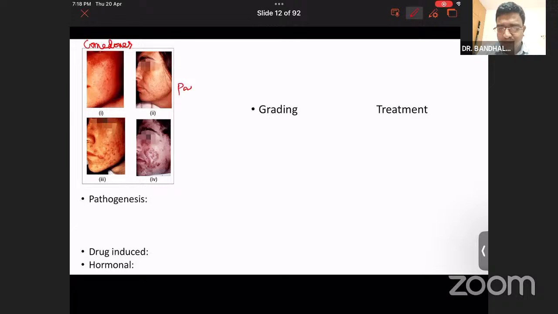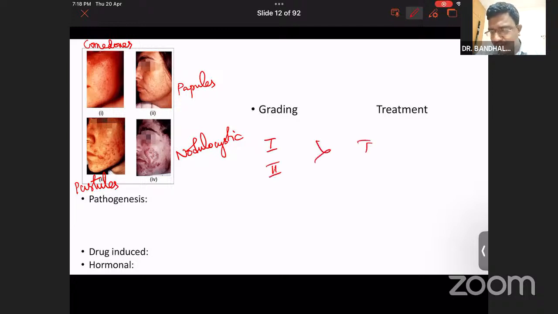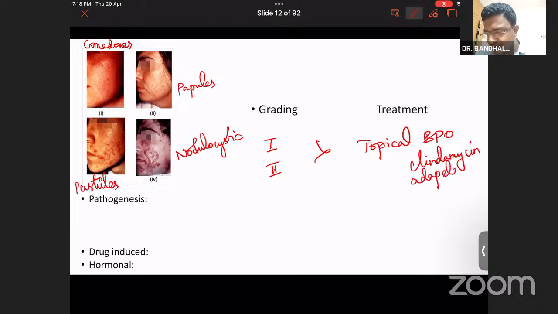Second grading is more of papules. Third grading more of pustules. Fourth grading is more of nodulocystic lesions. If you see more of first or second type, it is more of topicals. Topical benzoyl peroxide, clindamycin, retinoids like adapalene will be helpful. If it is a third type, this topical plus oral antibiotics like oral doxy, azithro can be helpful, right?